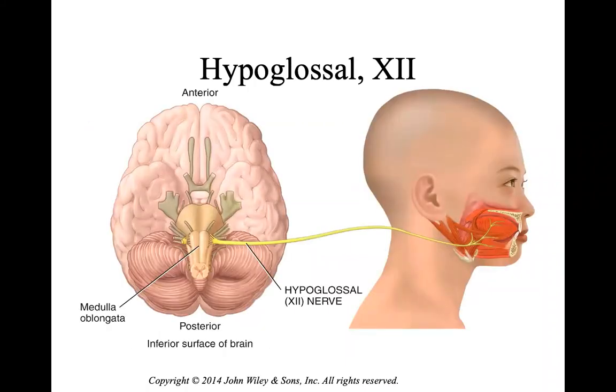Last nerve is the hypoglossal, controls the muscles of the tongue to stick out the tongue, elevate the tongue, depress, and retract the tongue.